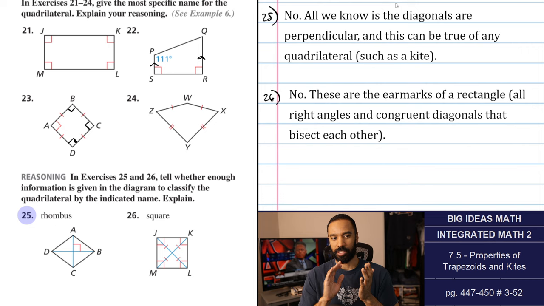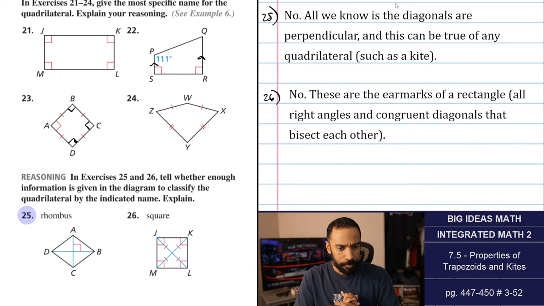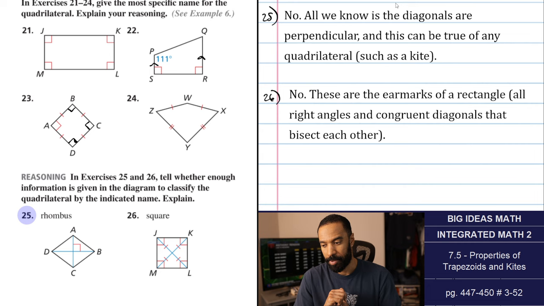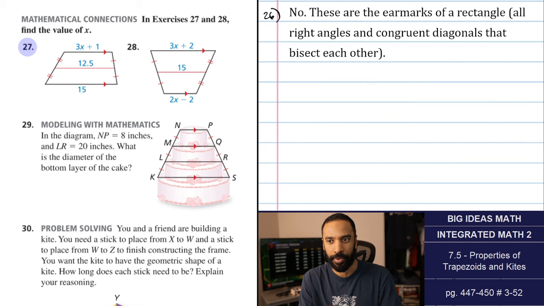We would either need one set of consecutive sides congruent, or the diagonals either bisecting their angles or perpendicular to each other. Something else that would tell me it could also be a rhombus would make me say yes, it's a square, but no to both of these otherwise. Okay. Sorry, that was number 26. I know I didn't mark it on the thing.